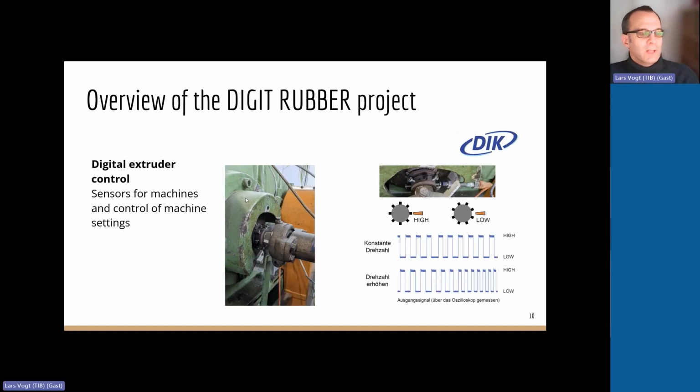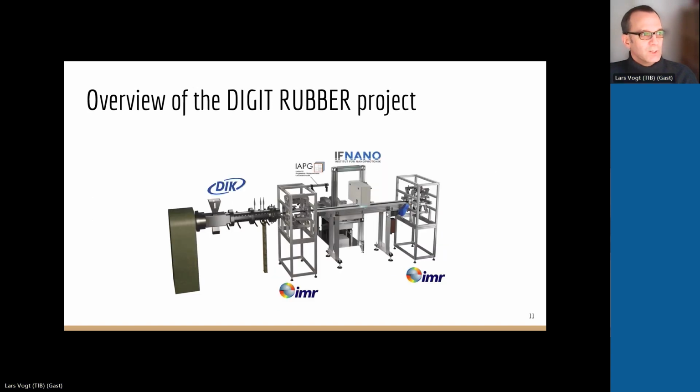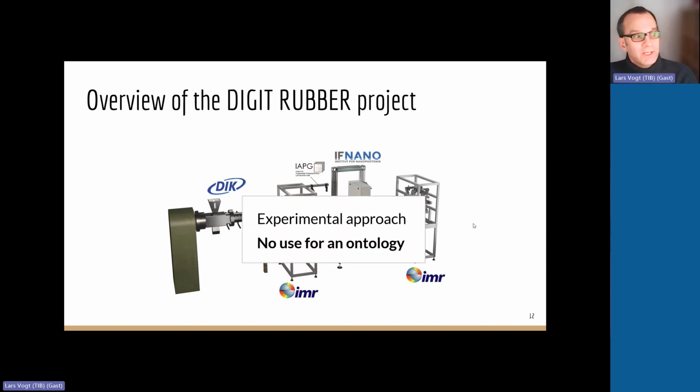And then, of course, we also have to control the machines, the settings in a live form within the running process. And that involves all these sensors and then setting the controls at the machines. So here we have the entire prototype that is housed at DIK with all the different measurement technologies applied. And also here, no use for an ontology.